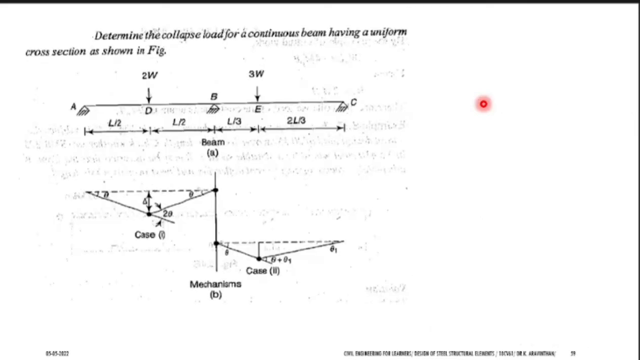Determine the collapse load for the continuous beam having a uniform cross section as shown in the figure. Now you got two spans here and the loads are given as 2W and 3W.